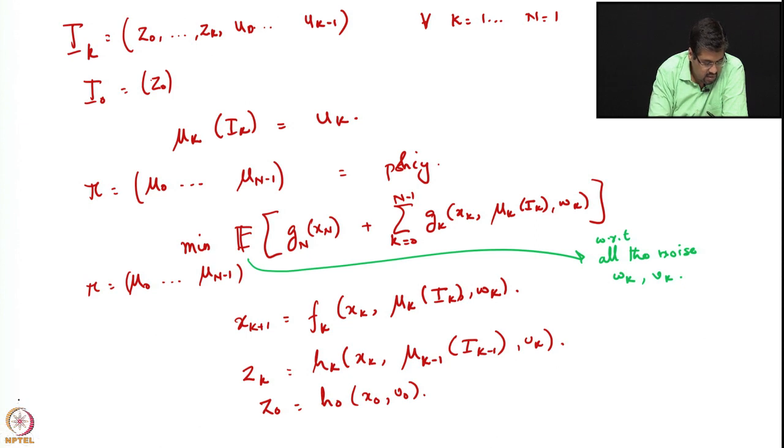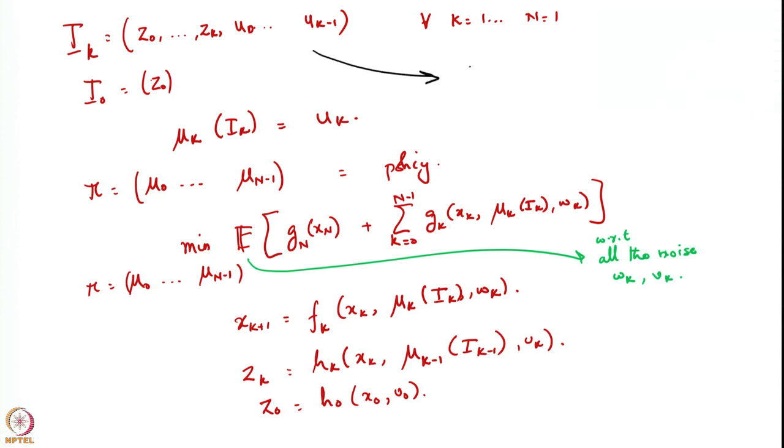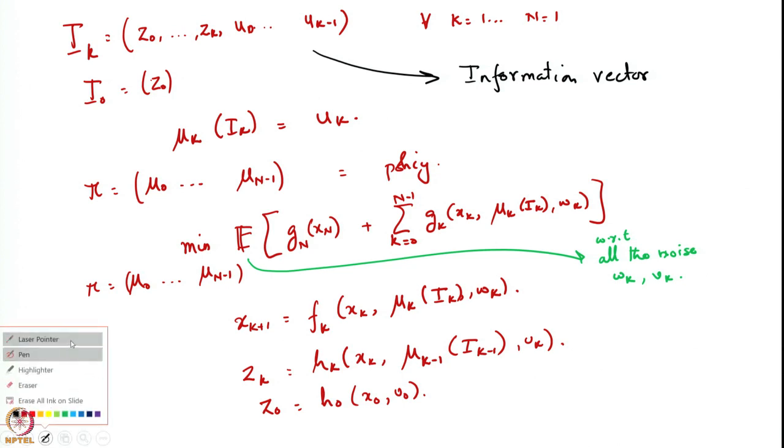Ik is the information vector. It tells you all the information that we have at that time. The policy comprised of these n functions mu 0 to mu n minus 1 minimizes the total cost, with uk chosen as a function mu k of Ik, and the Ik is populated through these observations and through the actions that we have taken so far.